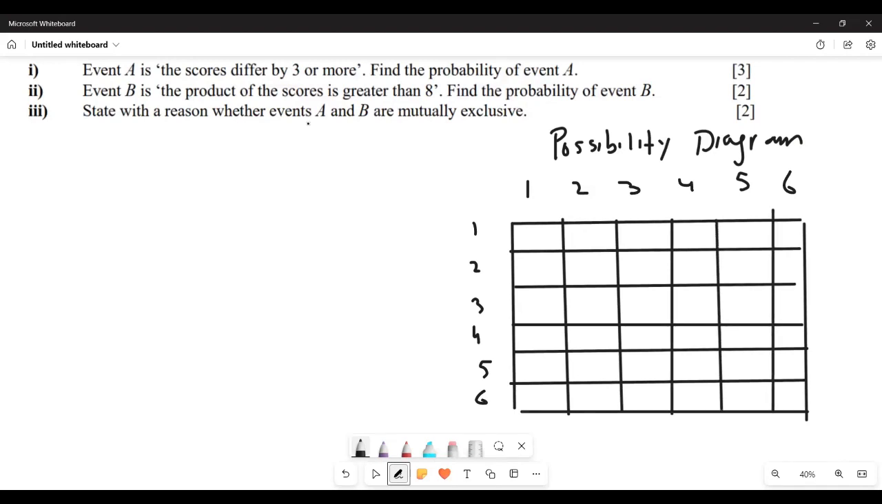Okay. So this is the case that both the dice have 1 at the top. So this is not our case because the difference is not 3 or more.